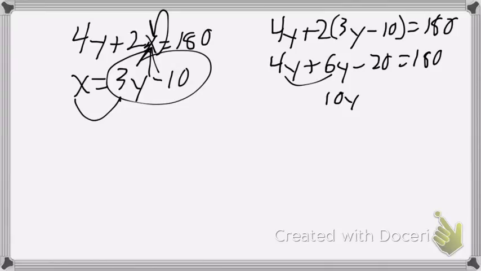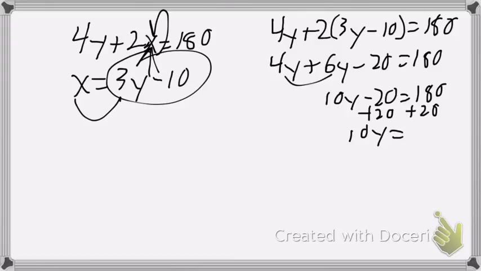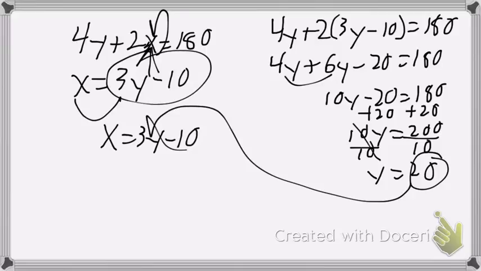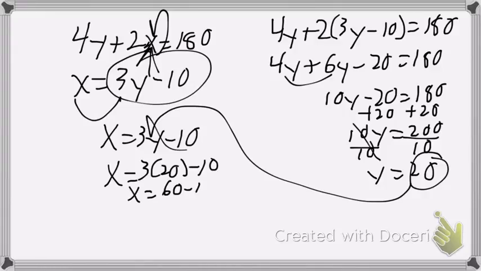We're going to combine those two. We're going to get 10y minus 20 equals 180. We're going to add 20 to both sides. 10y equals 200. Division property of equality. y equals 20. So now we know that y equals 20. Good for us. We also know that x equals 3y minus 10. Hey, more substitution, or plopping, as the pros call it. We go x equals 3 times 20 minus 10. x equals 60 minus 10, or x equals 50.